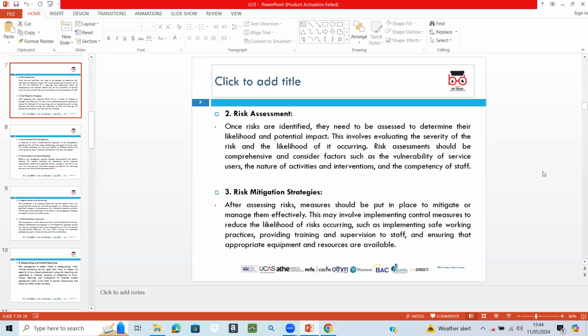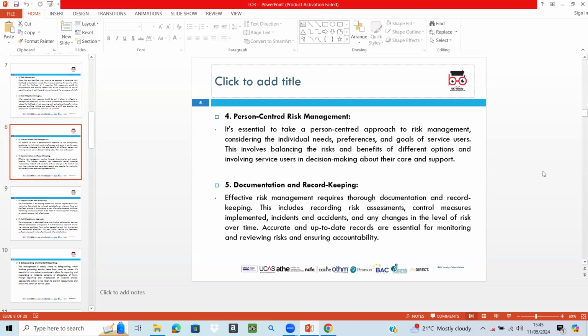If we implement risk mitigation strategies, organizations can proactively manage risk, enhance the safety and quality of care, and create a supportive and secure environment for service users and staff members. So these are all the important points. Then we have the next slide, person-centered risk management and documentation and record keeping. Right.